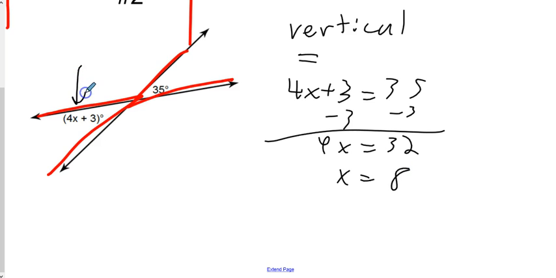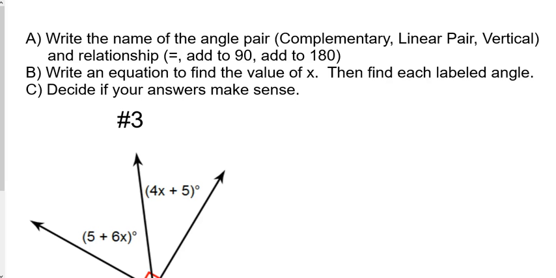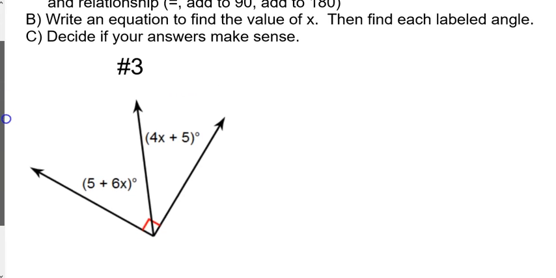So we're going to plop in 8 right here, and we're going to get 35. Those both look like acute angles. They are equal to each other, so yes, makes sense. Remember, hit pause if you need to, anytime. Go back and play back anything you need also.